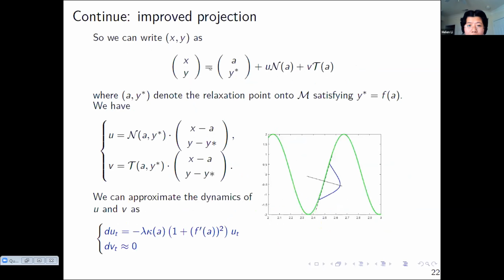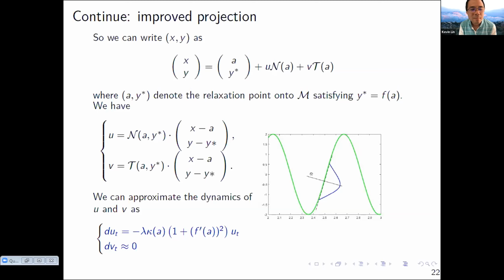Okay, so in other words, we have the mean position of our observable on the slow manifold, which is denoted by A and Y star. And that's the true MD XY. And then we can estimate the true position of MD by the mean position of the manifold plus the perturbation along the normal and along the tangential direction.